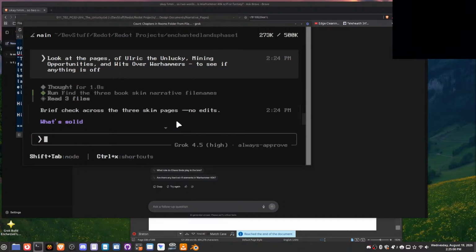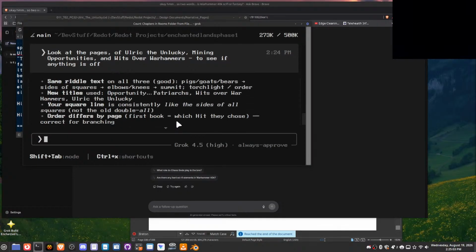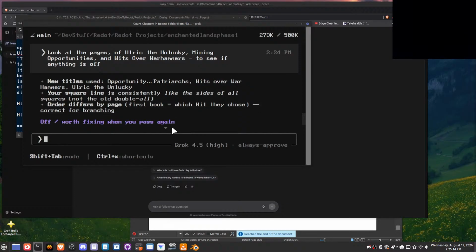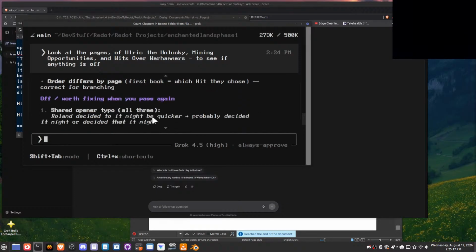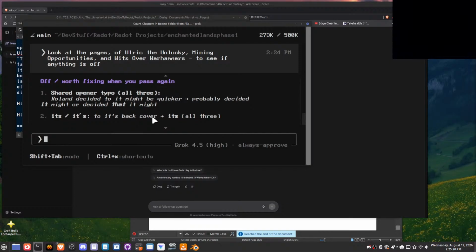They're out of order. It's on purpose. Brief check process. Same riddle text on all three. New titles used. Opportunity: your square line is consistently the size of all squares, not double all. Offer order differs by page, which they hit choose. Correct for branching. Worth fixing if you pass again. Shared opener typo.